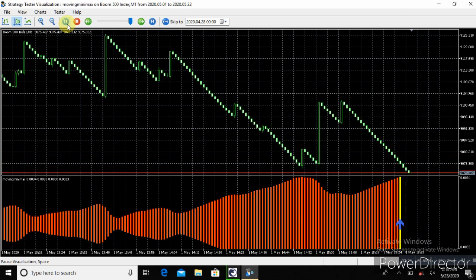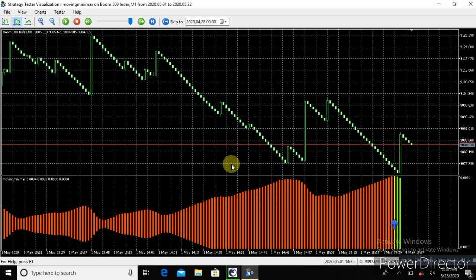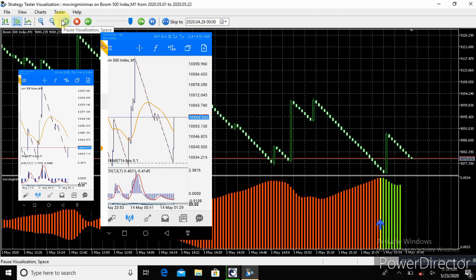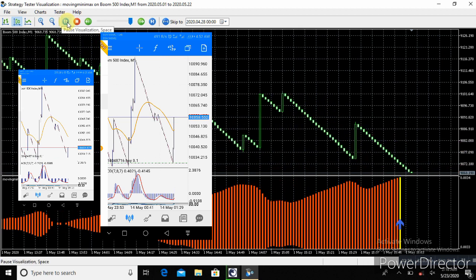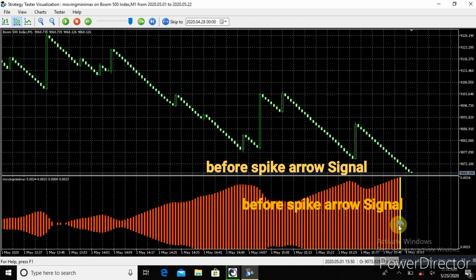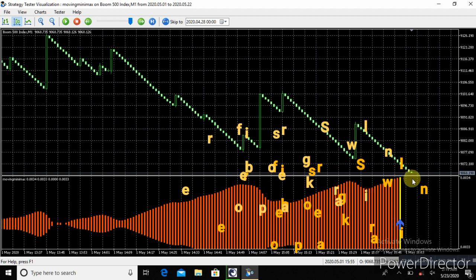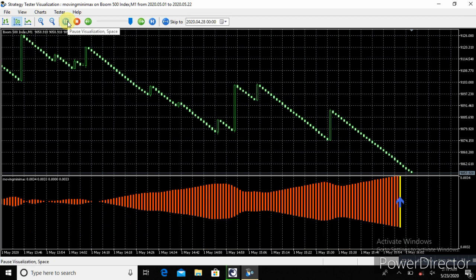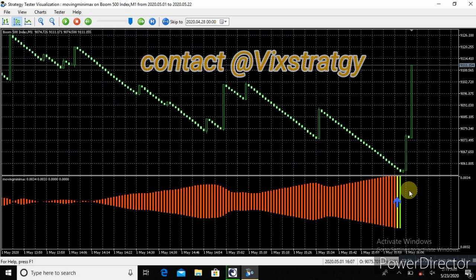This arrow will tell you before the spike. It will appear before the spike, and after 4 or 8 candles the spike will come. Look here, after 8 candles, and look here, a signal of spike. Look here, the arrow told us a spike is on the way, place your trade. Look here, okay, count 8 candles maximum. Look here, spike.